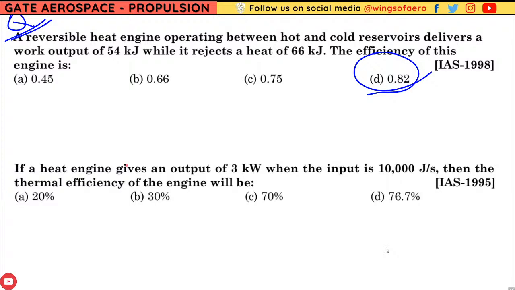If the heat engine gives an output of 3 kilonewton, when the input is this much amount of joule, then the thermal efficiency of the engine will be. This is in kilowatt. They are given in joule, so you can also write this one as 10 kilowatt. What is watt? Joule per second is nothing but the watt. We're now unmuted. Option D, 30%. Yes.